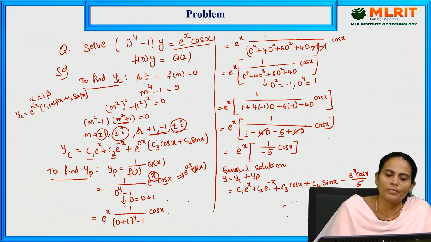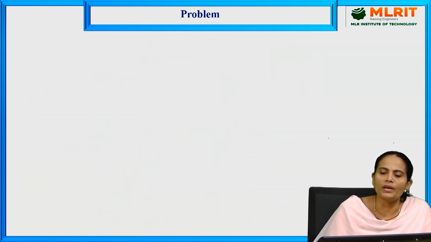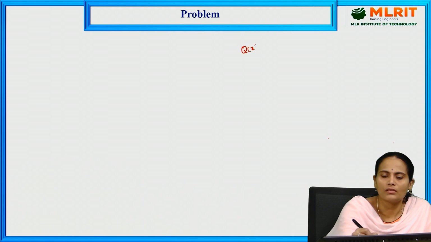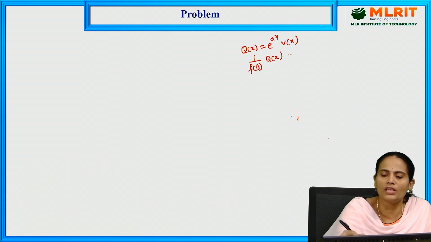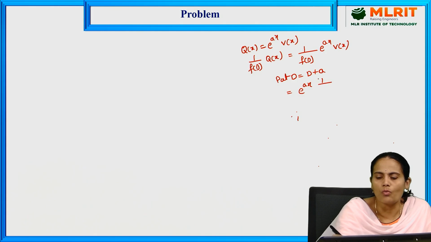So what method did we use here? We used method 4. What is method 4? Q of x is equal to e power ax into v of x. What is the yp to find? The yp is 1 by f of D into Q of x, which is e power ax into v of x. What is the substitution to take here? Put D equal to D plus a. So e power ax into 1 by f of (D plus a) into v of x.